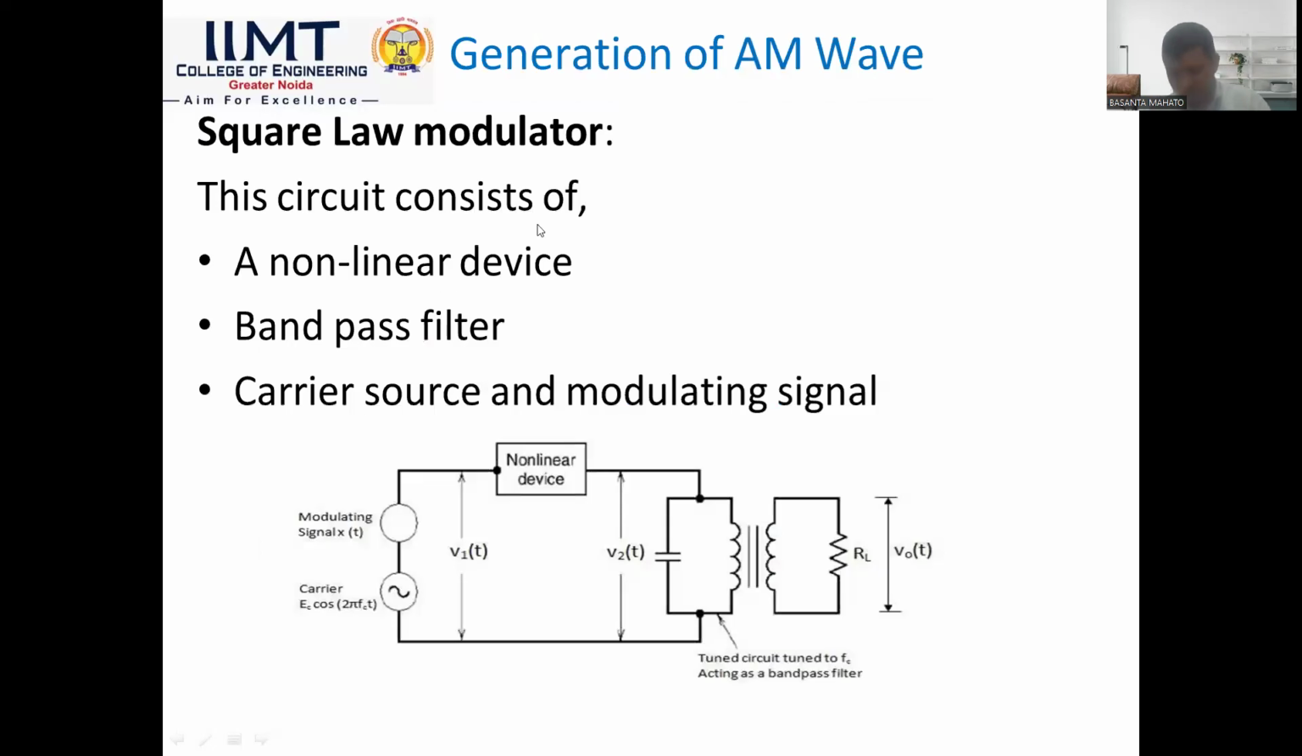Then how do we actually design the modulation? What is the circuitry involved? Till now we have talked about the theoretical part. So what kind of circuitry is there to do this? The square law modulator. This circuit consists of a nonlinear device, a band pass filter, a carrier source and the modulating signal. Here is the circuit. The carrier and modulating signal are passed to the nonlinear device, and this is passed on to the transformer side, and this is the output voltage. You will receive that through RL. This is a tuned circuit, tuned to fc.